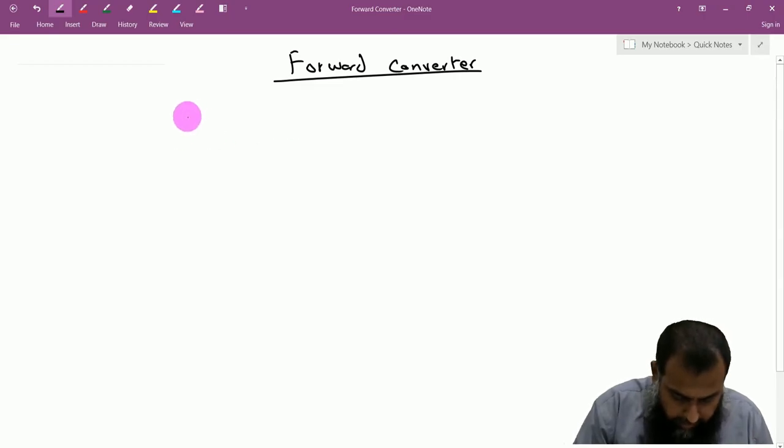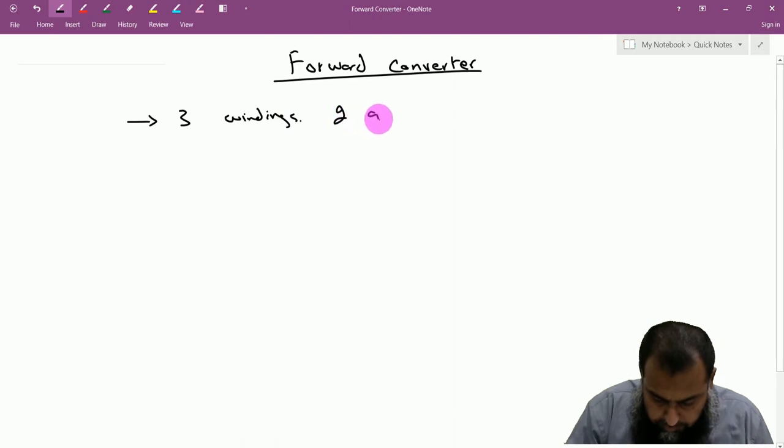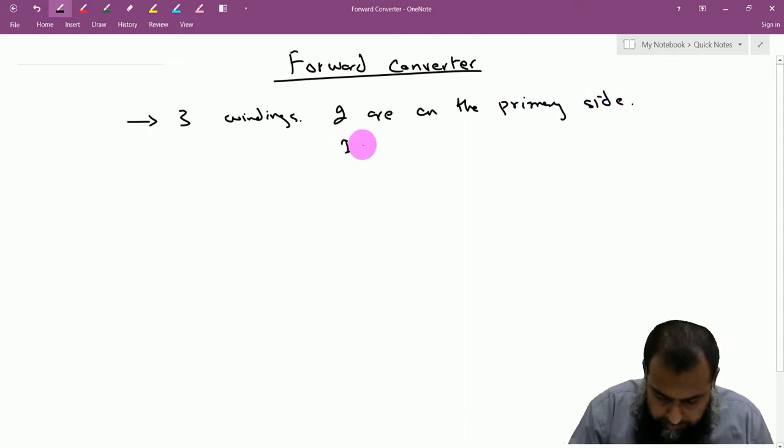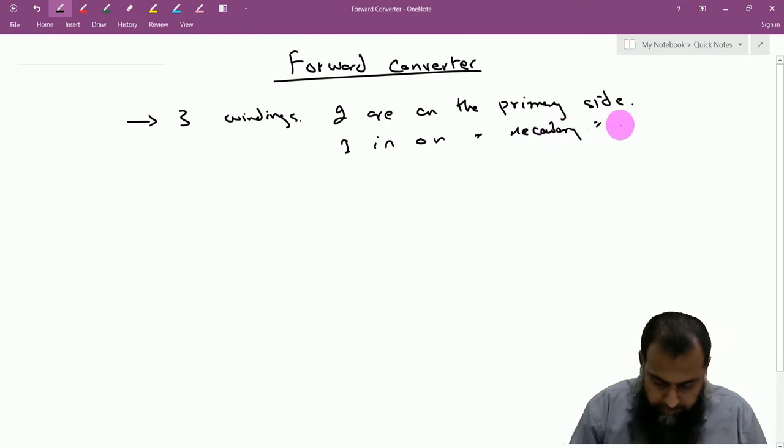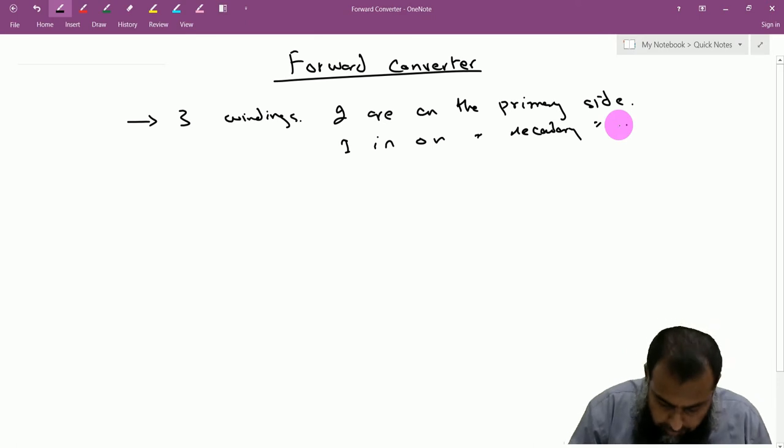A forward converter has three windings, in which two windings are on the primary side and one winding is, of course, on the secondary side. So let us first of all draw the schematic and then we will proceed further.